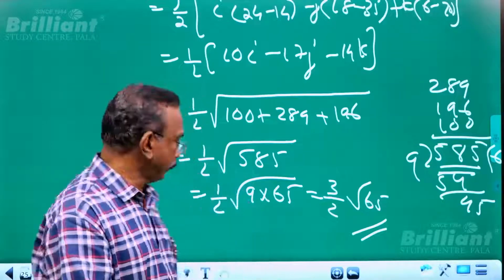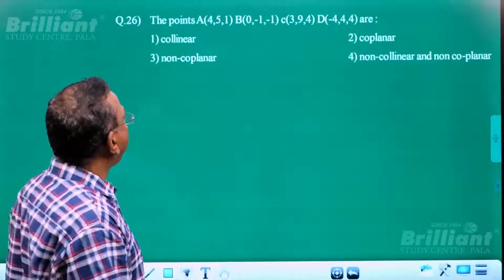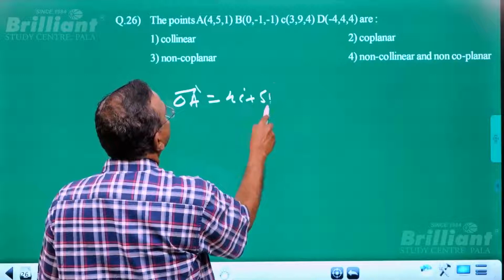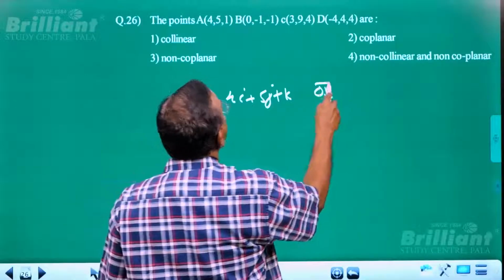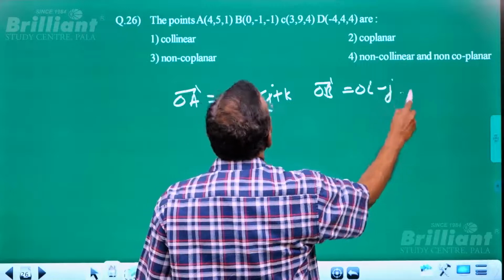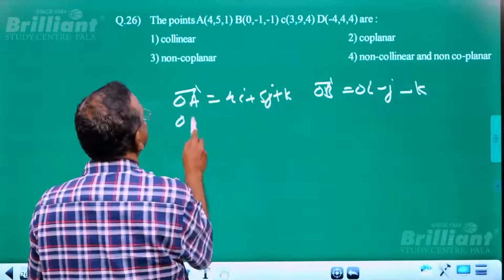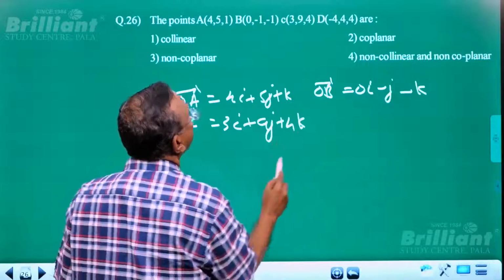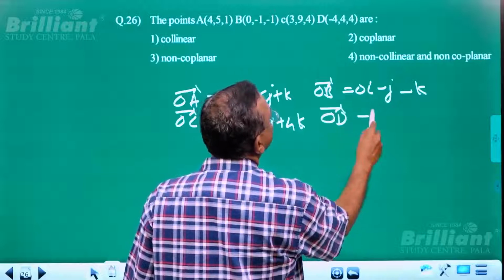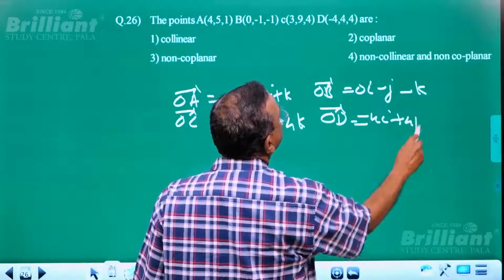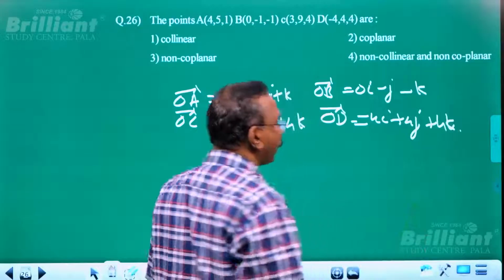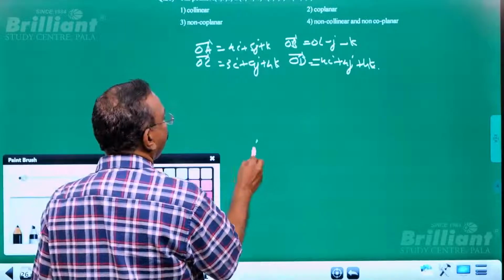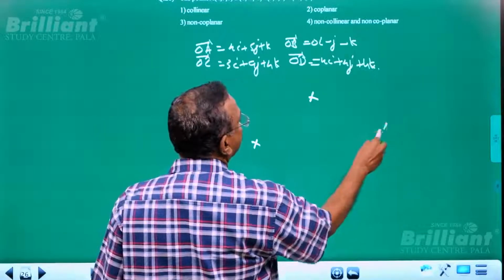Now, question number 26. Four points are there. I mark them as vector OA equal to 4i plus 5j plus k, and vector OB equal to 0i minus j minus k, and OC equal to 3i plus 9j plus 4k, and the last, OD, equal to minus 4i plus 4j plus 4k. These are four different points. Suppose I mark them initially: A here and B is there and C is there and D is there.